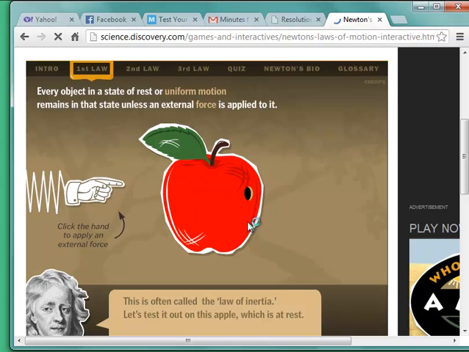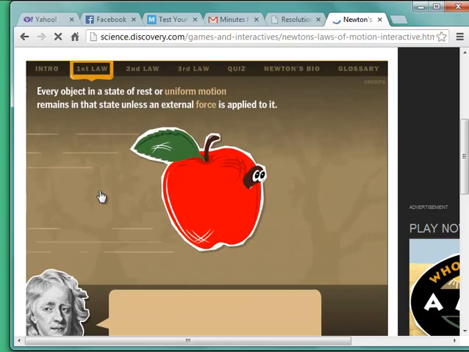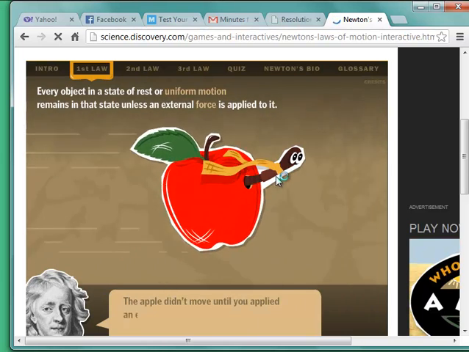There's no force acting on it. So when I click this little icon here, a force will be applied only for a brief moment, but that force will cause this apple to change its state of motion. So there we go. And now the apple is moving.